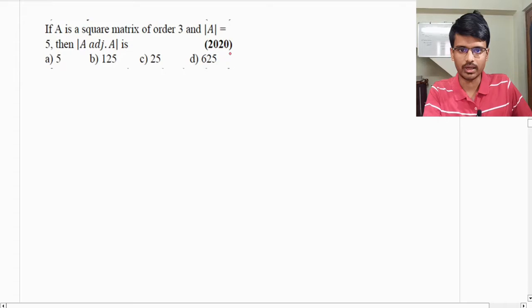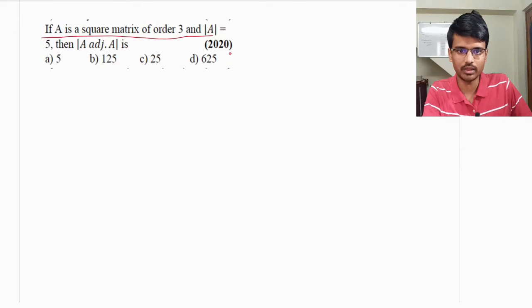Coming to our next question. If A is a square matrix of order 3, determinant of A is 5, then determinant of A adjoint of A is equal to. How do I solve this? This is the standard result that we know.